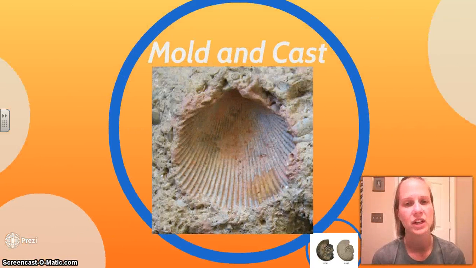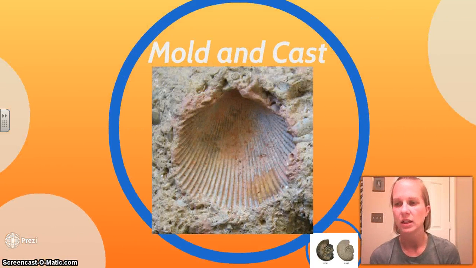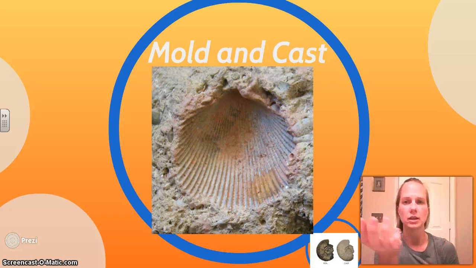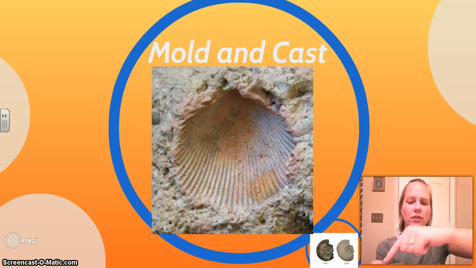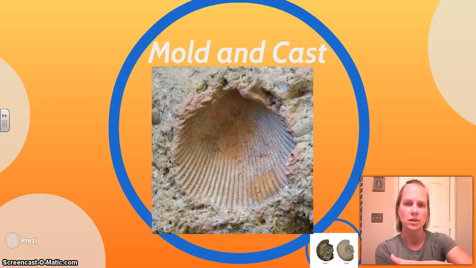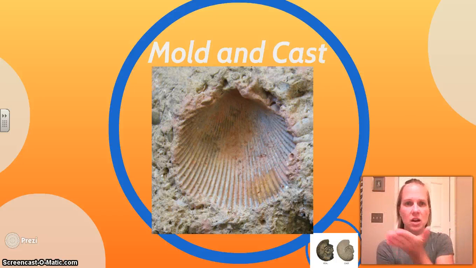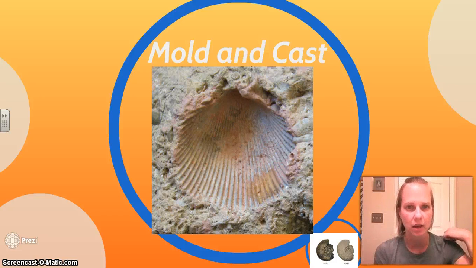All right, next we have a mold and a cast. So I want you to think of a mold like a cake pan, okay? So an organism dies and, let's say in the ocean, it settles down at the bottom, okay? And the organism sits there, and things flow by, and the organism makes an impression in the sediment, and then that organism completely decays away, but it leaves the outline of itself. That's a mold, like a cake pan would be.